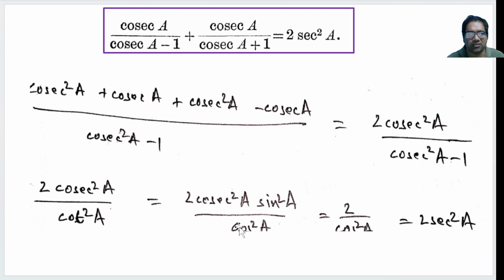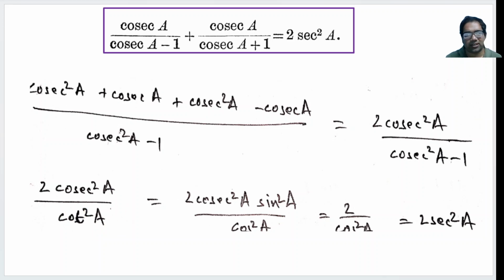We'll be left with 2 by cos square A. 1 by cos square A is secant square A. Secant A is 1 by cos A. So 2 by cos square A equals 2 secant square A. Right, that's what we wrote. We did nothing, just very basic algebraic manipulation. And we used cosecant square A minus 1 equals cot square A. This result we already know.